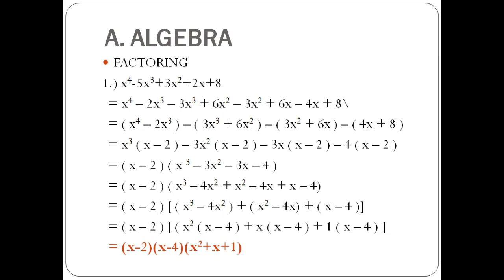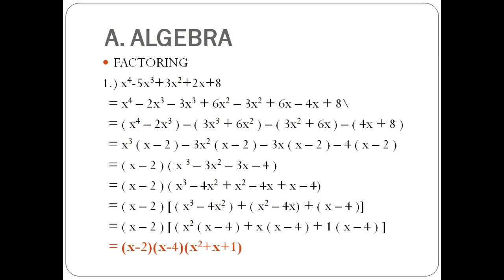After that, you need to write the negative 3x squared and negative 3x as a sum. So it will become (x minus 2)(x cubed minus 4x squared plus x squared minus 4x plus x minus 4). Next, we're going to group them into binomials. So it will become (x minus 2) and (x cubed minus 4x squared) plus (x squared minus 4x) and plus (x minus 4). After that, you can use factoring.